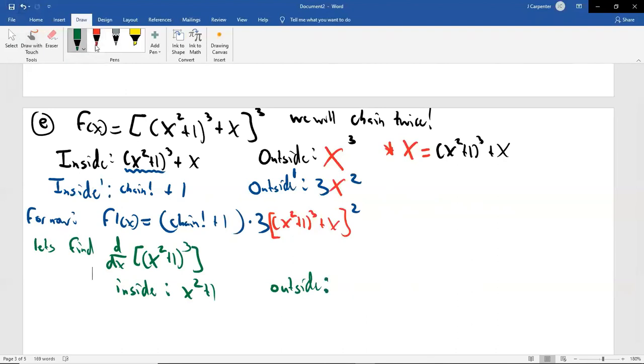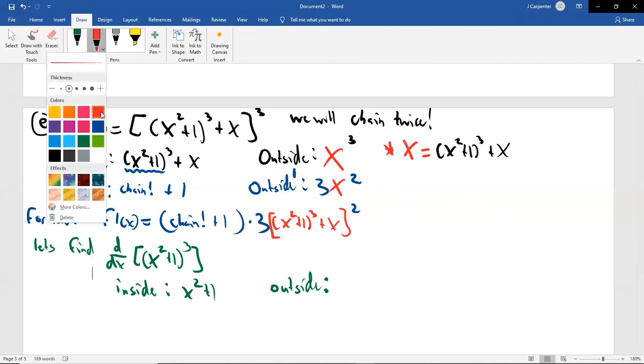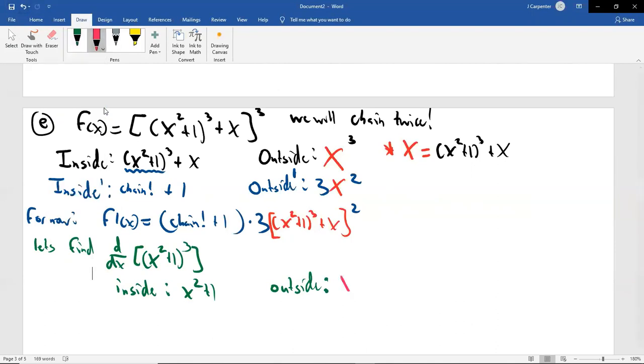So again, for emphasis, let's pick another color besides red. Let's go with pink. Close enough. So the outside is really that thing cubed. So now this feels like a whole new problem. We're doing this derivative. Here's its inside, here's its outside. Now let's do the derivatives of each of those.